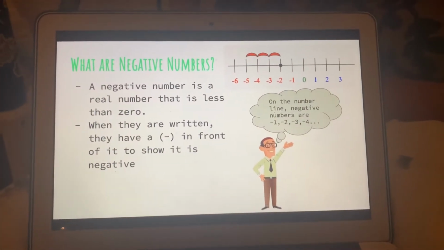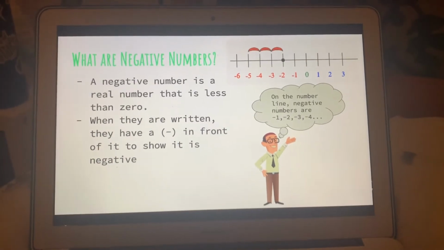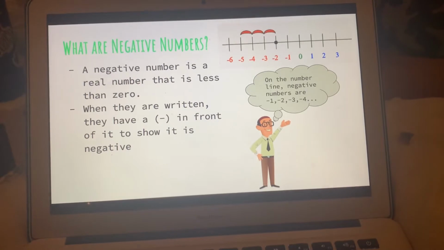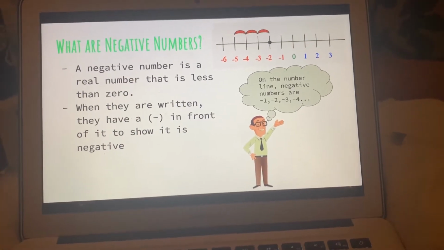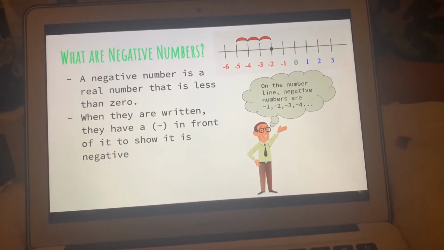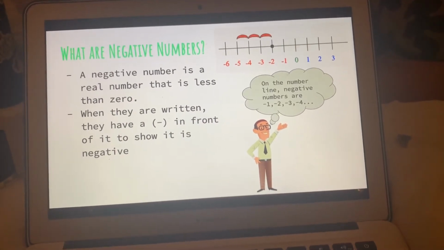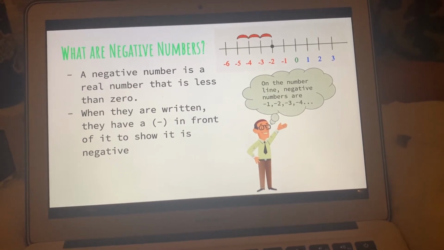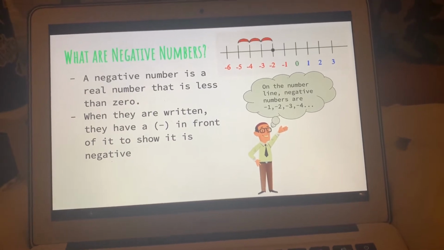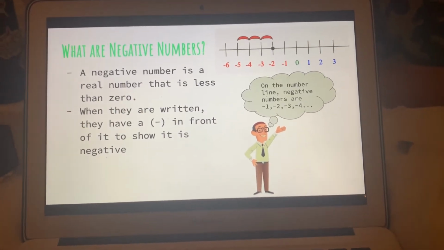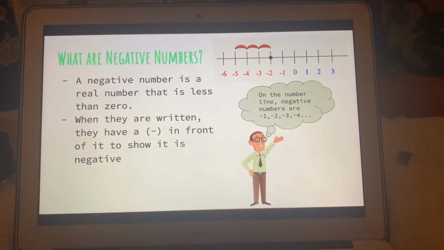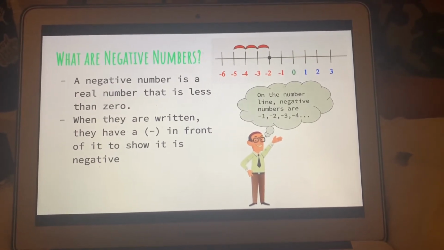What are negative numbers? A negative number is a real number that is less than 0. When they are written, they have a negative sign in front of them to show that they are negative. As you can see in the top right-hand corner, we have a number line. On that number line, you can see a 0, and to the right of it, you see a 1, a 2, and a 3. To the left of it are our negative numbers, which is what we are focusing on today. That's -1, -2, -3, and so on.